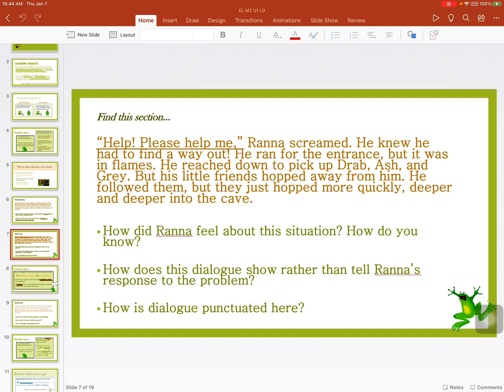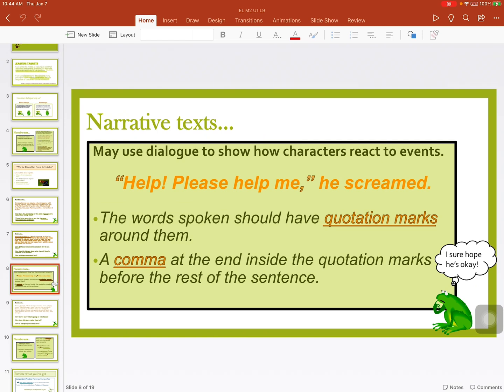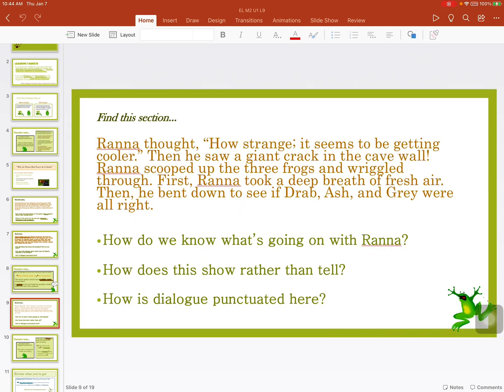So you need to have some kind of punctuation mark right before you have your closed quotation mark. So find this section. Rana thought, "How strange, it seems to be getting cooler." Then he saw a giant crack in the cave wall. Rana scooped up the 3 frogs and wriggled through. First, Rana took a deep breath of fresh air. Then he bent down to see if Drab, Ash, and Gray were all right.